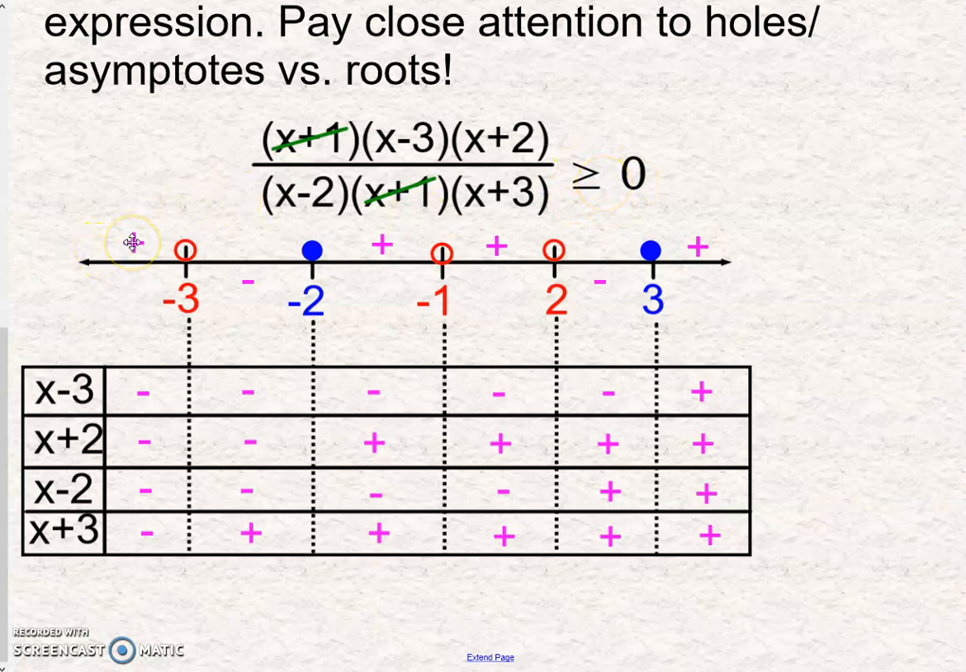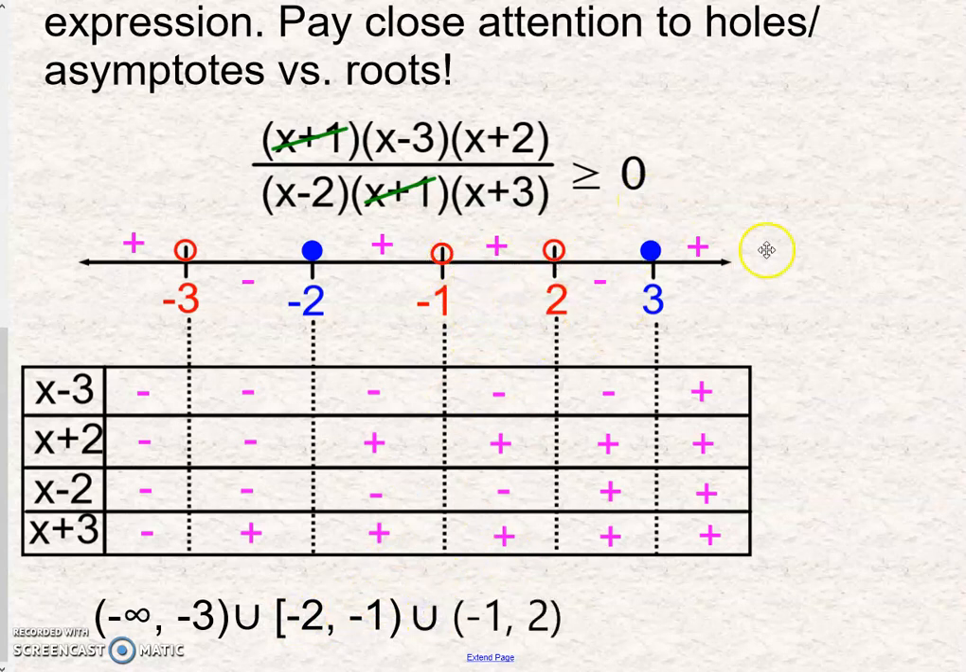And right here, I have positive outputs, and that is from negative infinity to negative 3, parenthesis. These outputs are negative. I don't want them. From negative 2, including negative 2, up to, but not including, negative 1, I want that. From negative 1 up to, but not including, 2, I want that. And finally, I have a positive region out here, which is bigger than 3 and including 3. And this whole thing down here would be my answer.